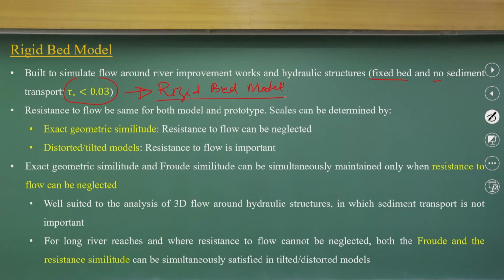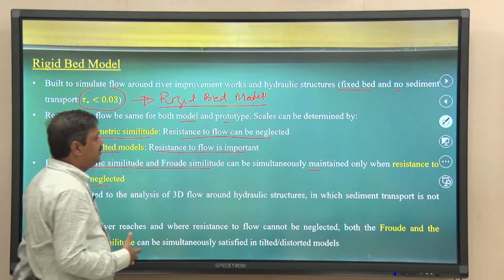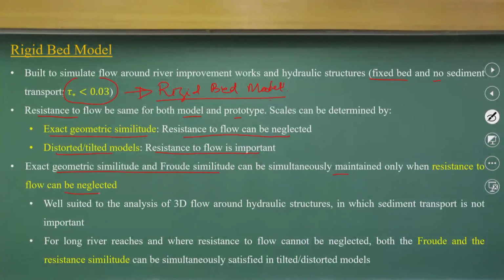Rigid bed models. So, basically what we try to look at, the resistance to flow should be the same for the model as well as the prototype. So, it needs to have an exact geometric similitude, which means the resistance to flow can be neglected, or you can have a distorted and tilted model where the resistance to flow is important. That is what you have to consider. Exact geometric similitude and Froude number similitude, okay, can be simultaneously maintained when the resistance to flow can be neglected. So, you have geometric similitude, you have Froude number similitude, that is what we can maintain. It is possible to do it only if the resistance to the flow can be neglected.